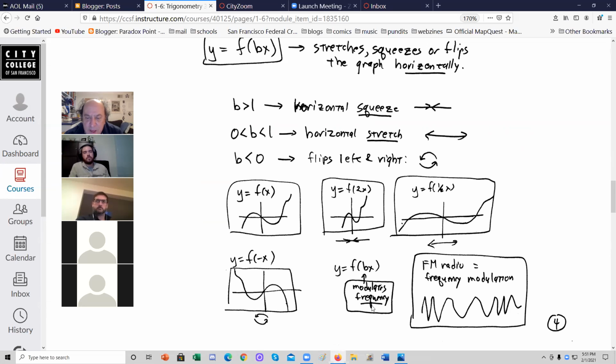So f of bx modulates frequency, and yes, that's like frequency modulation in radio, where the radio tower sends out a signal at a constant amplitude, but its frequency squeezes and stretches and squeezes, and those changes represent the sound that the radio wave is transmitting.